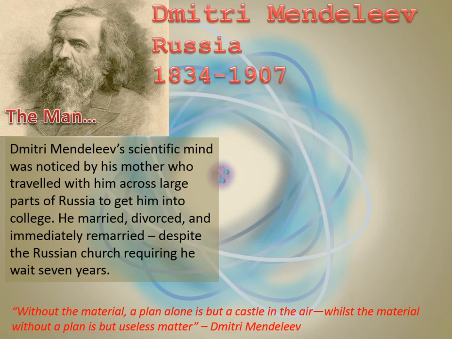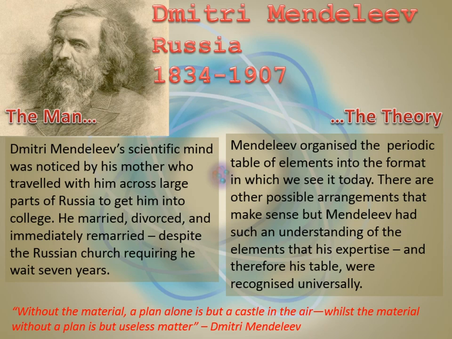Later in life, he married and then subsequently divorced, and even though the Russian Orthodox Church required that he wait 7 years before remarrying, he didn't care about that. He just got married again straight away. But because he was such a brilliant scientist, he was able to get away with this. The powerful church could not touch him because the Tsar of Russia, the King of Russia essentially, was protecting him because he was such a brilliant scientist. So he organized the periodic table of elements into the format roughly in which we see it today, although we have added to it over the years.